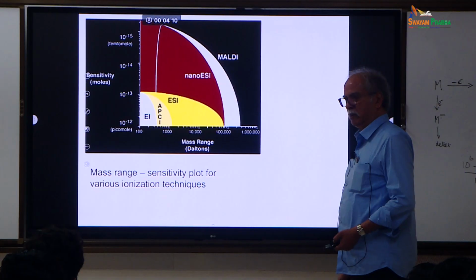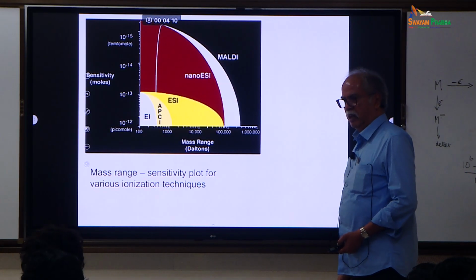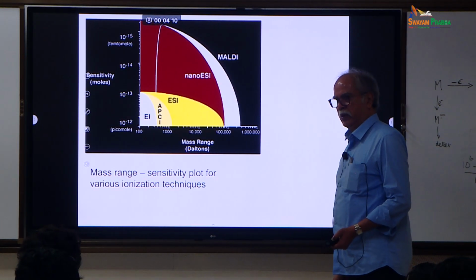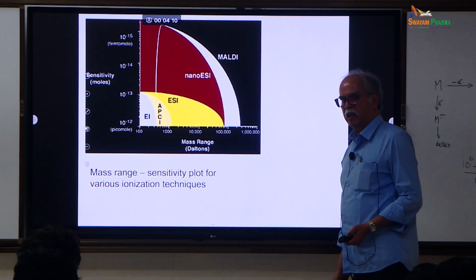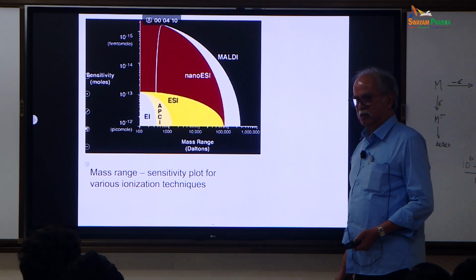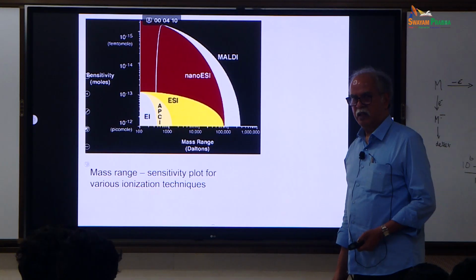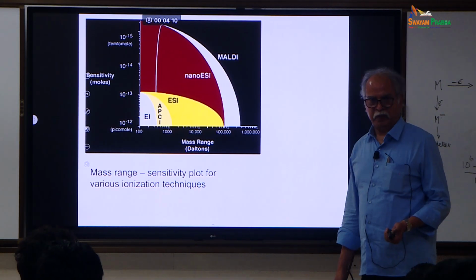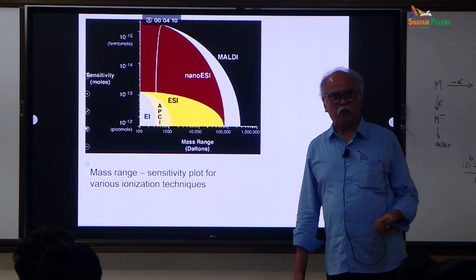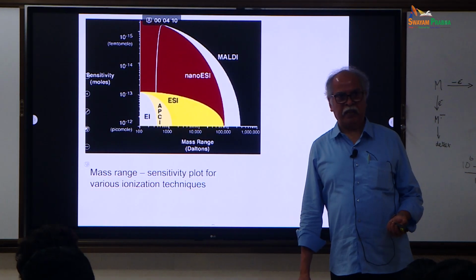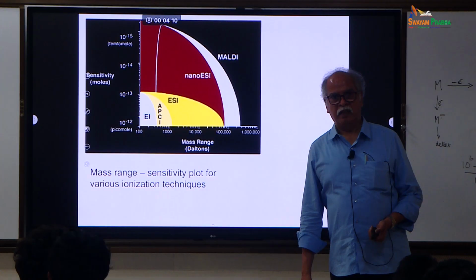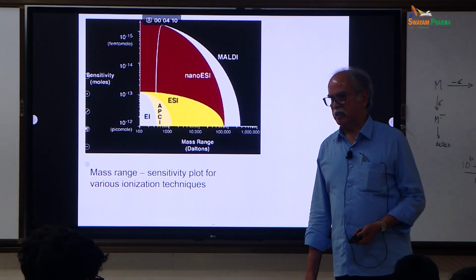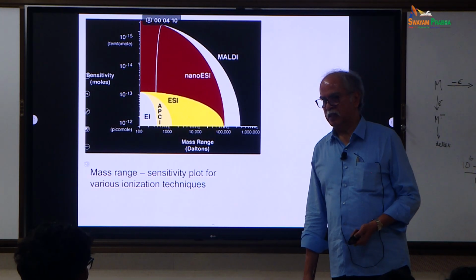Suppose you are working in a biology laboratory and a guy comes up with a biomolecule which is a polymer, mass spectrometry is a solution. In fact, the electrospray ionization mass spectrometer and MALDI mass spectrometer are more widely used in biology labs than in chemistry labs, because biopolymers are high molecular weight polymers.